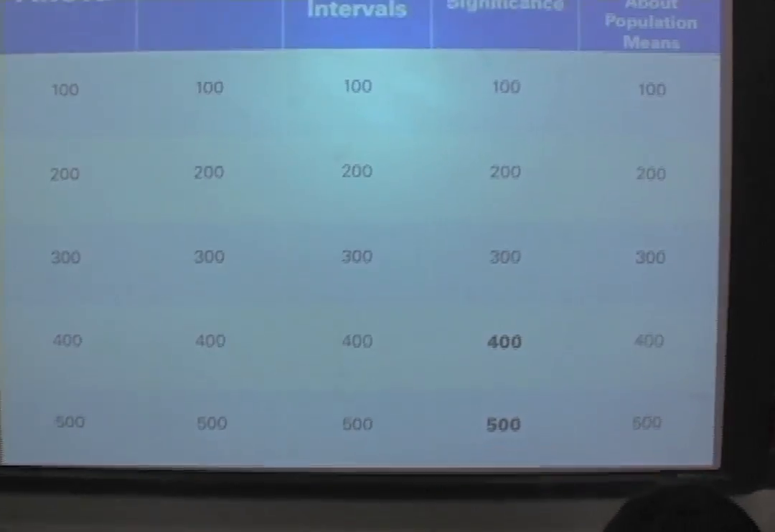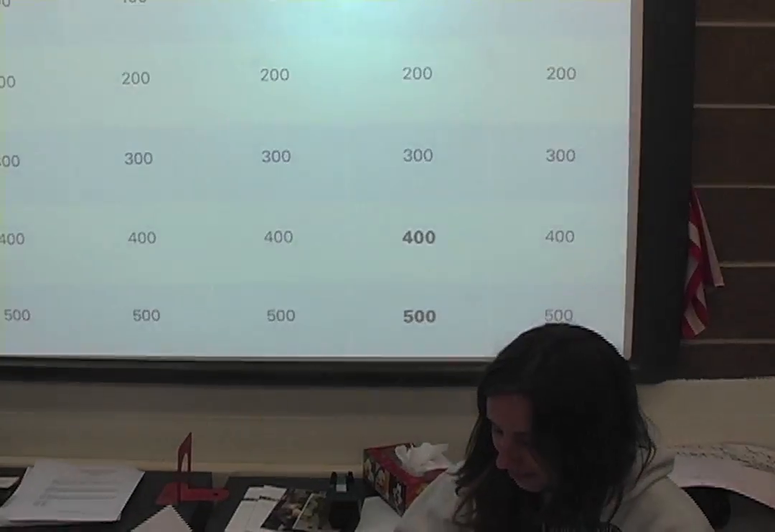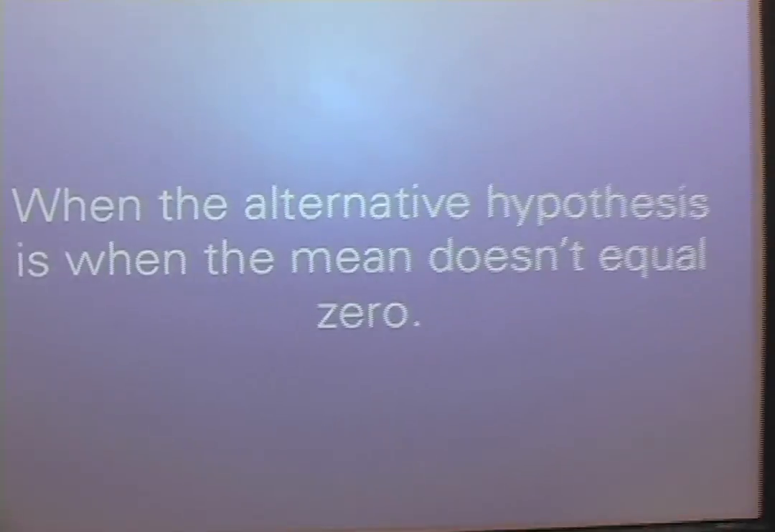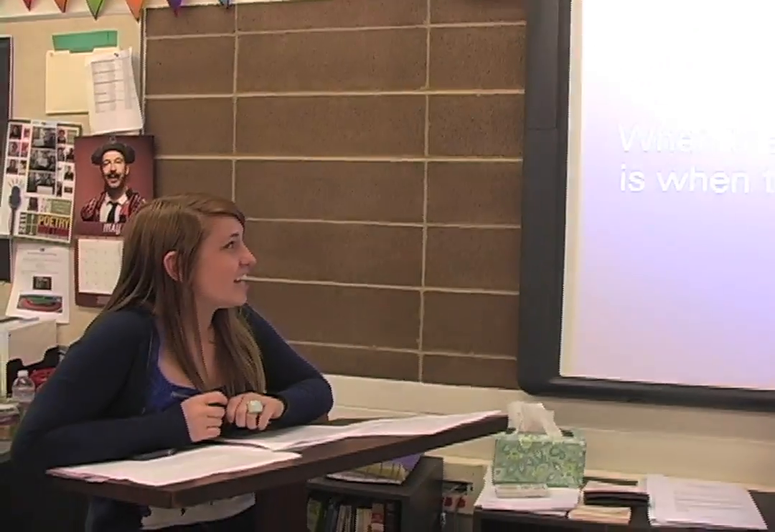Choose another category. I'll take test of significance for 500. Alright, test of significance, 500. When the alternative hypothesis is when the mean doesn't equal 0. What is a two-sided alternative hypothesis test? That is correct. Alexa's catching up. Back to the board. Choose your next question.